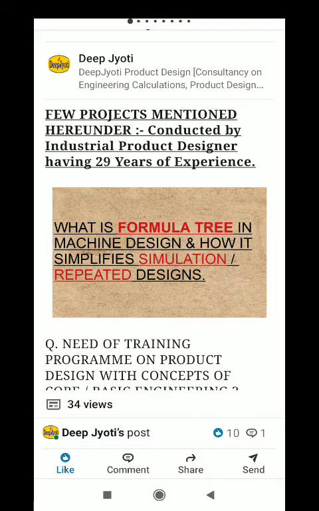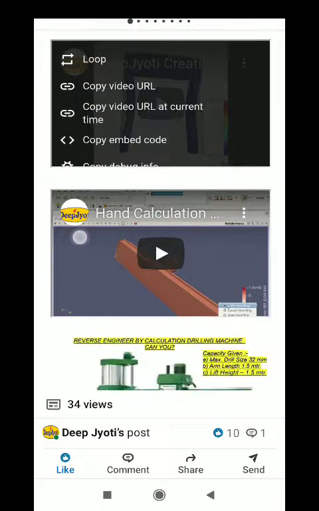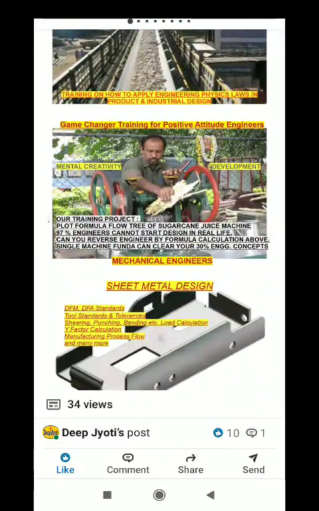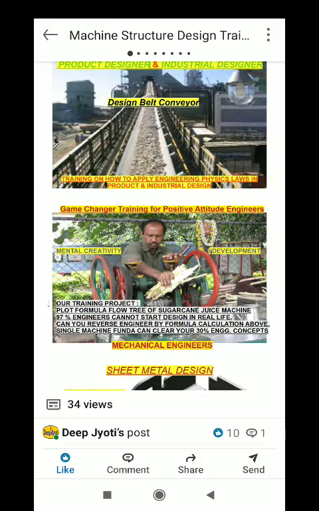The first problem with all mechanical design engineers is they don't know how to make a formula tree. What is a formula tree? If I take this project, you must have seen this particular machine, a sugarcane crushing machine. From where will the design start? Design in mechanical engineering starts with load and it ends with HP of motor. Whatever comes in between, you have to design.